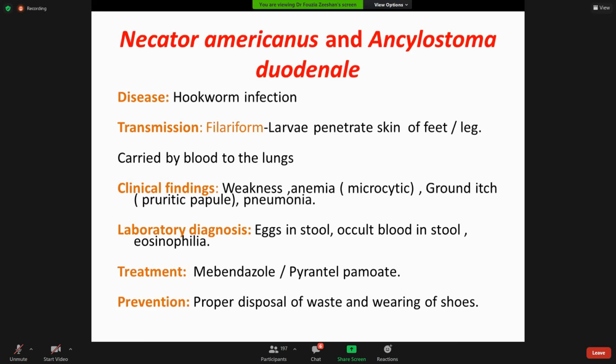One thing is also important, that prevention is very important, because treatment requires mebendazole and pyrantel pamoate. I'm not focusing more on treatment, but the prevention is very important. The laboratory diagnosis and the clinical picture are very important. Like in Ancylostoma duodenale and Necator americanus, at what stage does the filariform larva penetrate the skin? So you should have a clear concept about what the filariform larva is, and this is the stage of larva which enters into the skin.